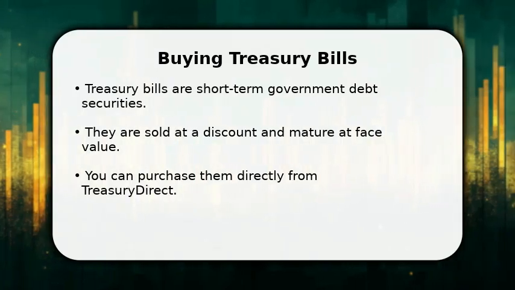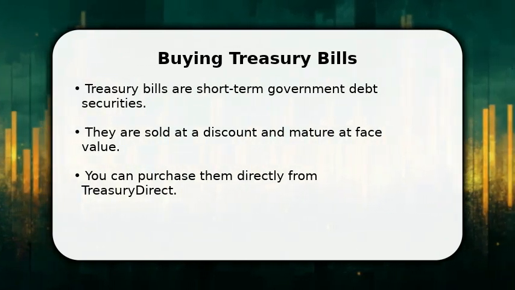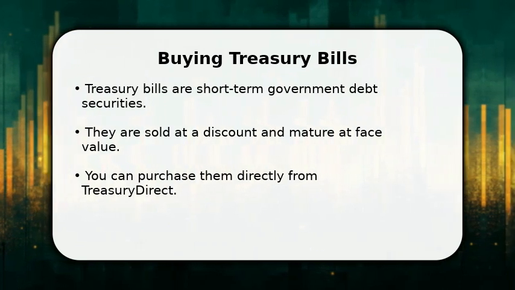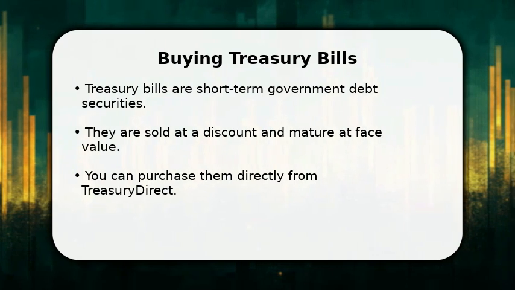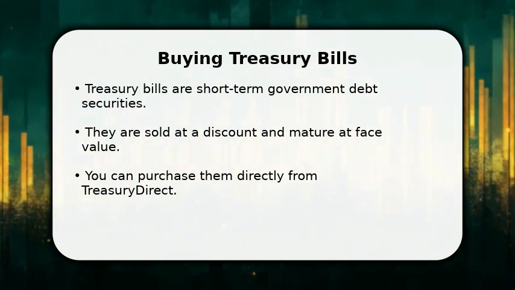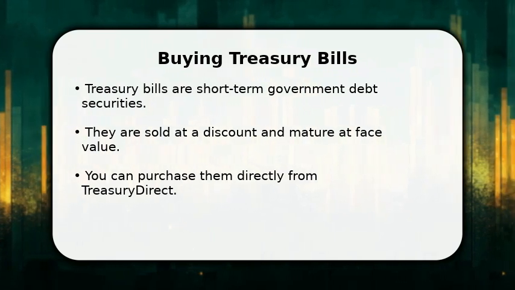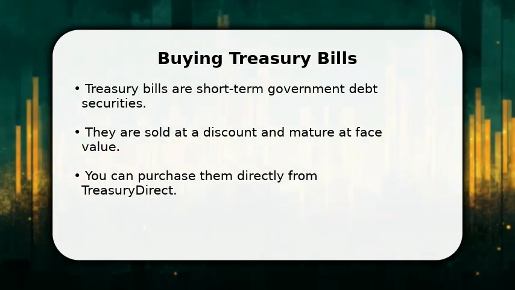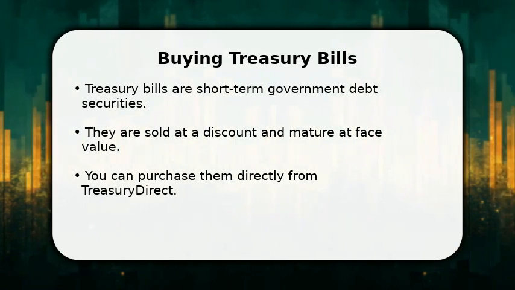In this video, I will explain how to buy government treasury bills. First, understand that treasury bills, or T-bills, are a secure, short-term investment. They are debt obligations of the U.S. government, sold at a discount from their face value and mature in a year or less. This means you pay less than the face value and receive the full face value when they mature. We'll walk through the simple steps to get started.